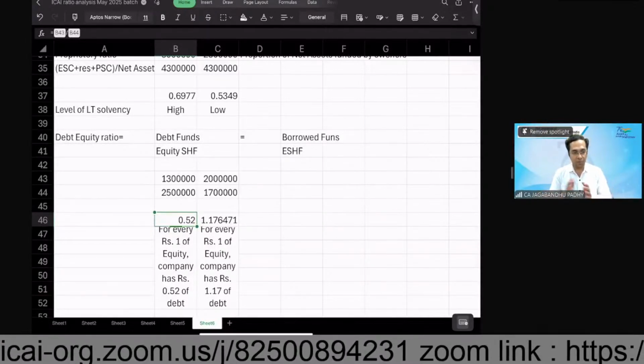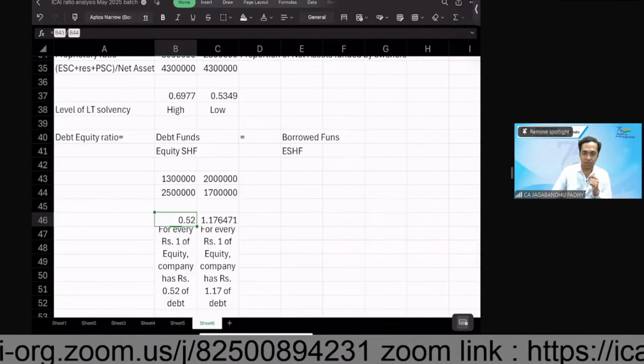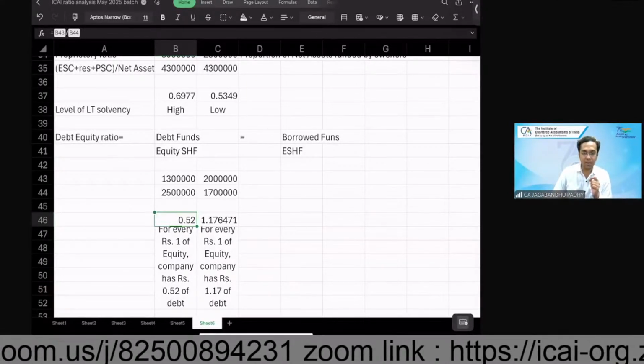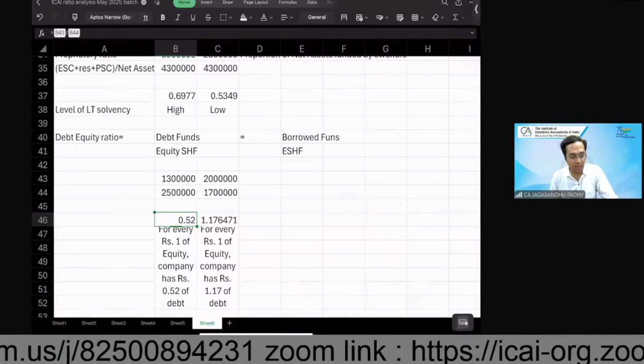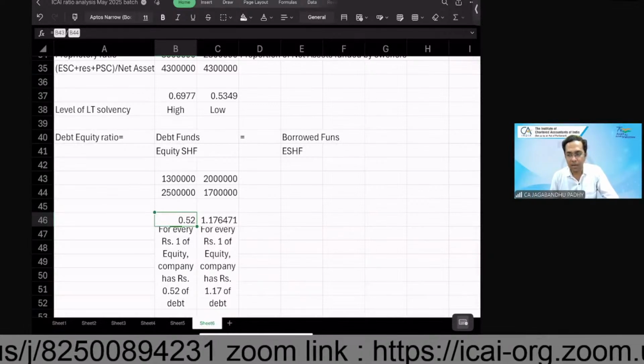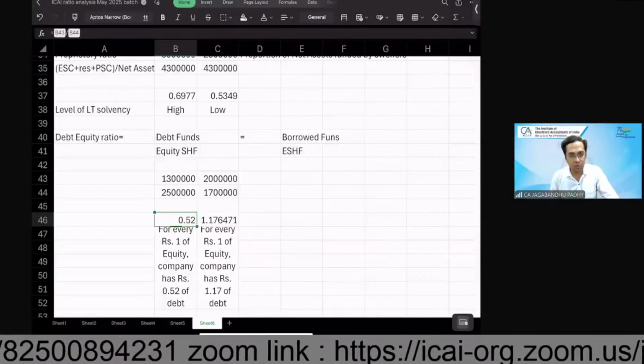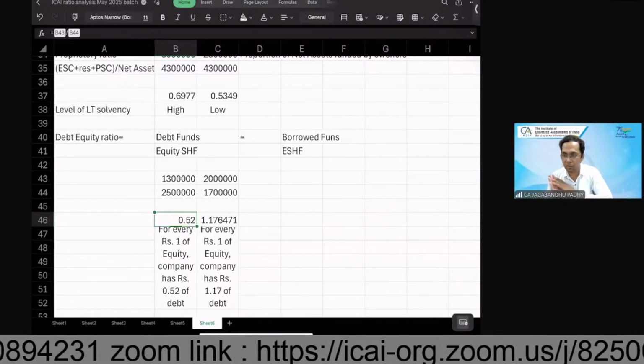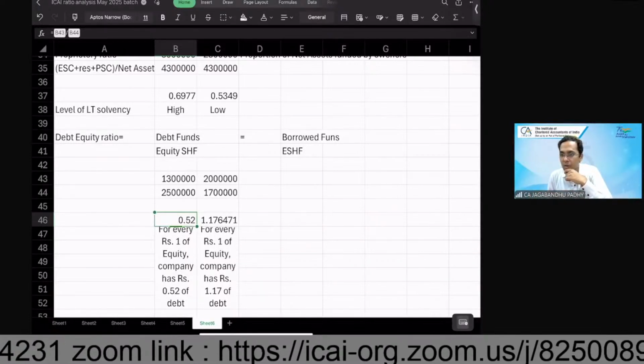Before we go ahead, let's take a short break now, because we are going to understand a really interesting concept called capital gearing. So before that, let's take a short break, and post that we'll get started with this concept of capital gearing. Before I go for a break, Hardik, do you have any query?